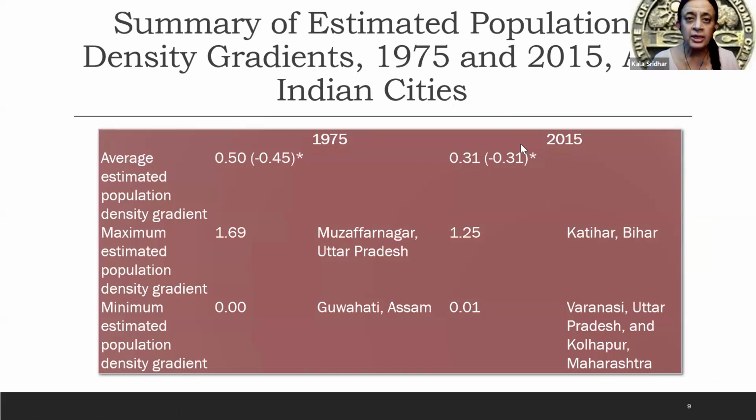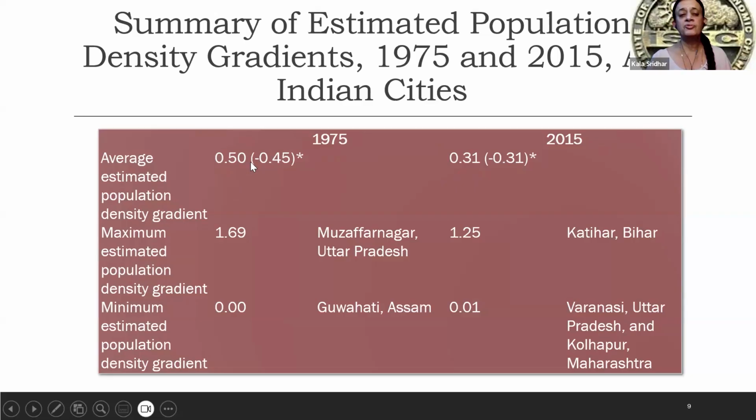Now, so what do we find? So this is a summary of the extent of the suburbanization of India's cities. And this is for 1975, this for 2015. And we have defined the extent of de-suburbanization as a decline in the absolute value of the density gradient. So absolute value means you drop the sign and then look at the number as it is, right? So 0.5 is the absolute value of the density gradient in 1975, and it was 0.31 in 2015, which means clearly there was de-suburbanization which happened in India's cities during 1975 to 2015. So what does this indicate?